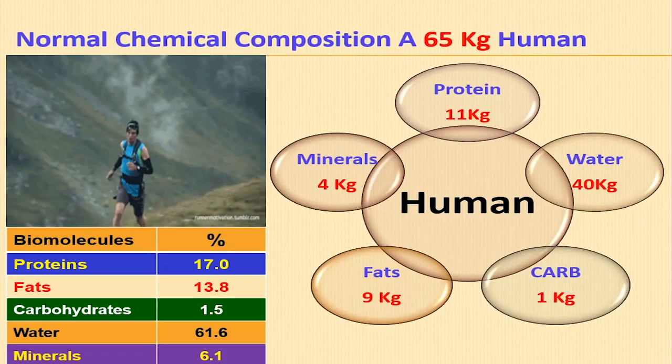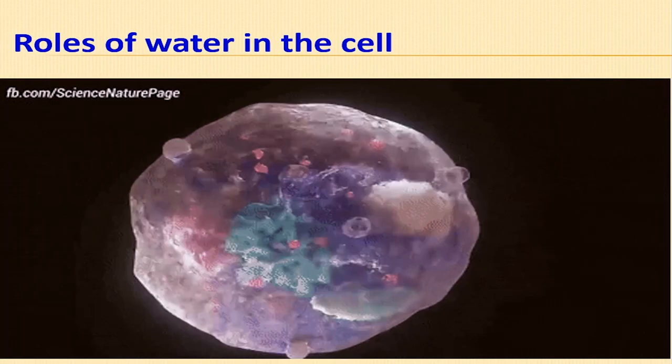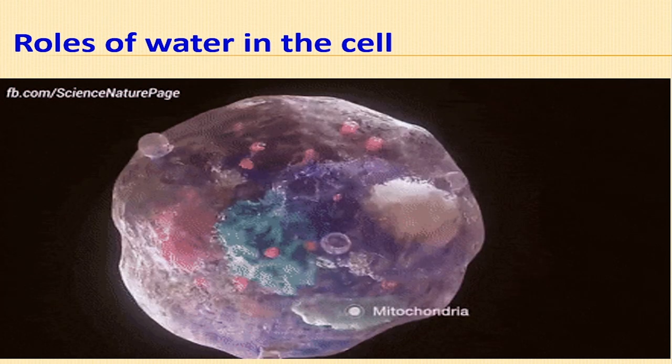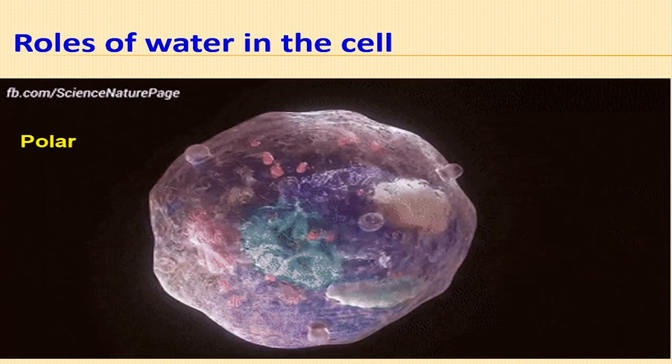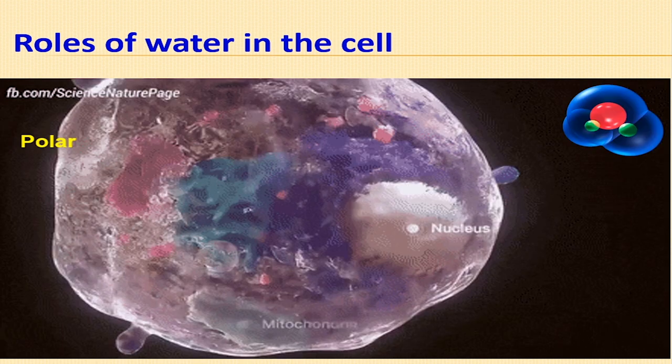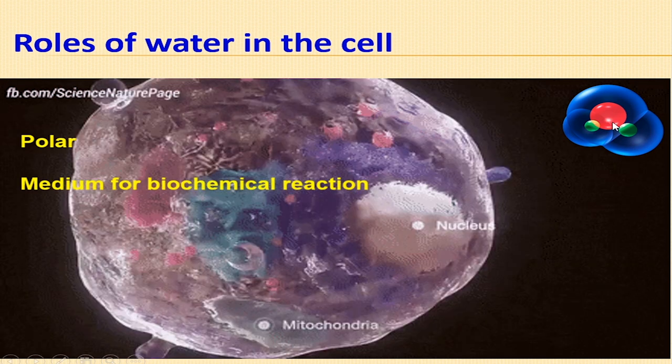Role of water, because water is here, you can see 40 kg of water is present in 65 kg. That is, water has very important roles. So let's see, if this is a cell, 90% comprising of water, cytosol is our cytoplasm comprising of 90% water. What are the key importances of this? Water is number one, a polar molecule. If we see the structure of water, you will find that water is composed of oxygen and two hydrogen. Oxygen is partial negative, both of the hydrogen carrying partial positive charges, hence it's a polar molecule.